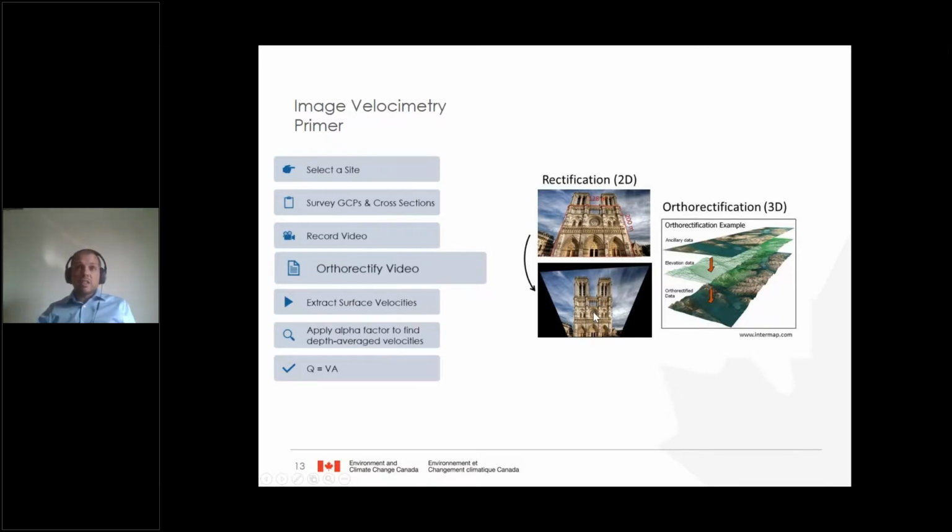And that's just basically translating the images or the video into real world coordinates so that if you draw a line on the image, you can find the actual distance. And so that you can do 2D or 3D orthorectification. And James talked about some high-tech software that can do that.